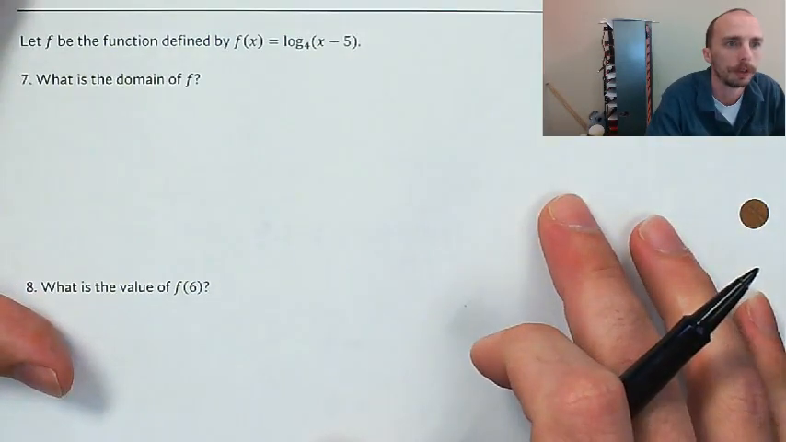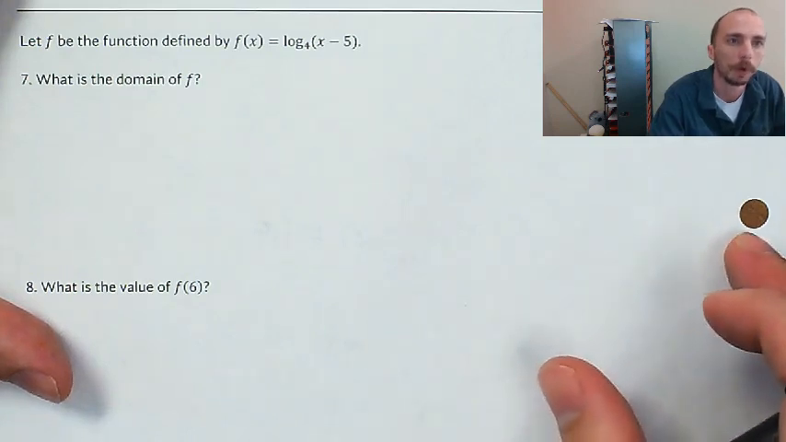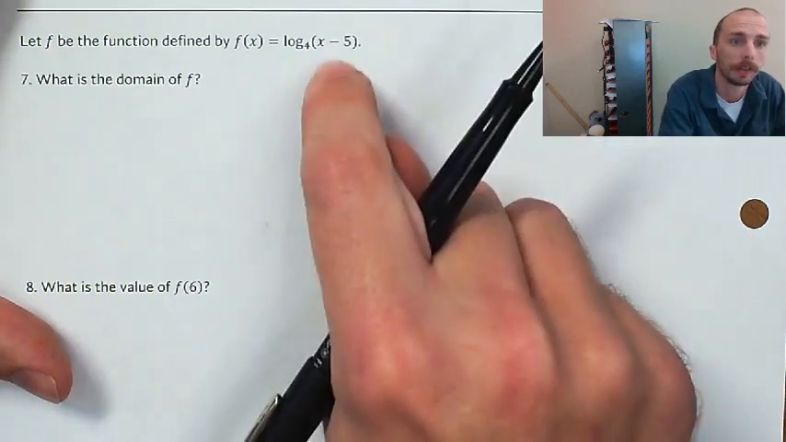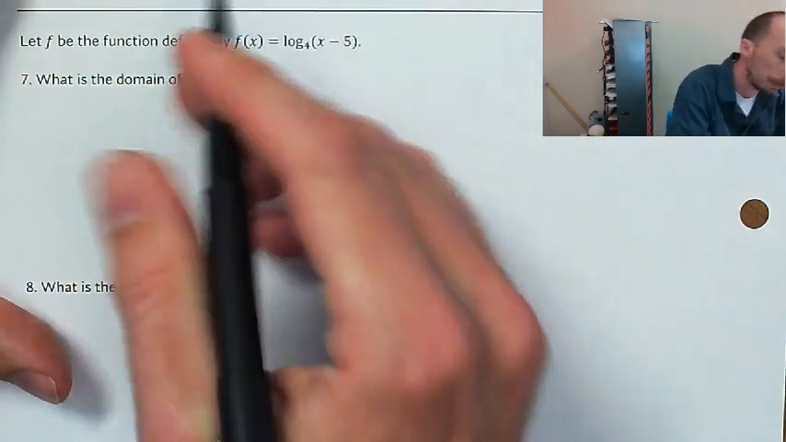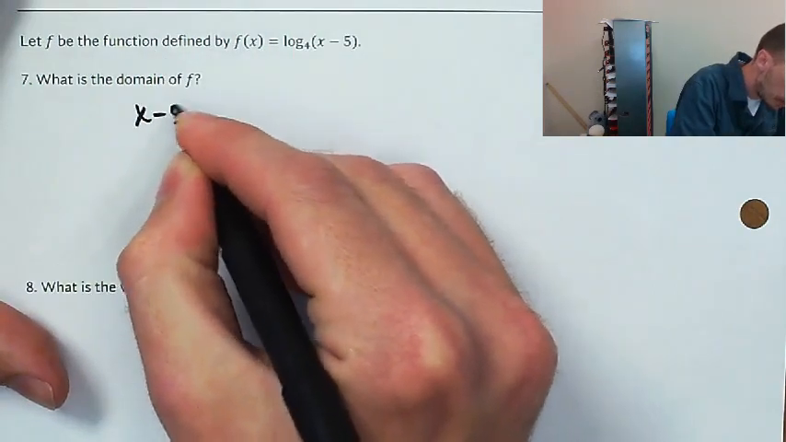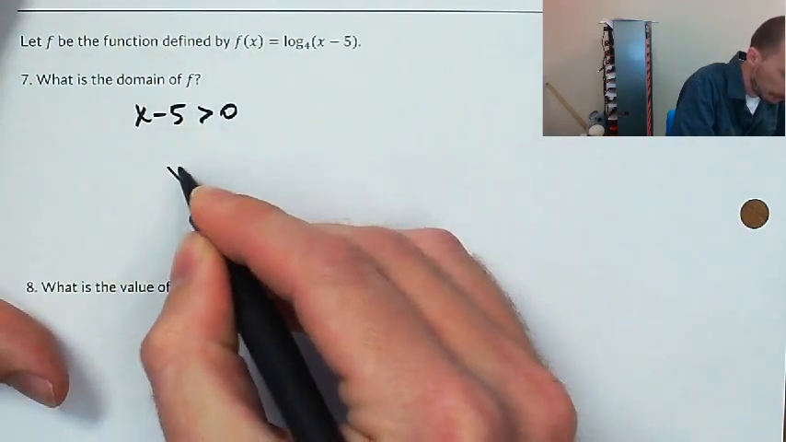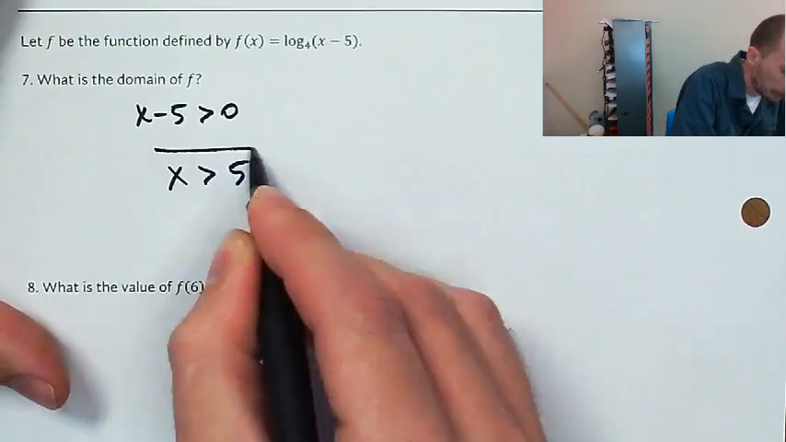Over here, look at this function. What's the domain of f? Okay, we can only take the log of a positive number. So I take the thing on the inside of the log and I set it greater than 0. And then now I'm going to solve for x. So x is greater than 5.